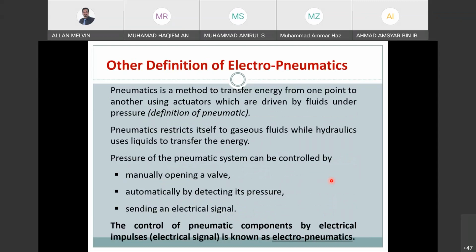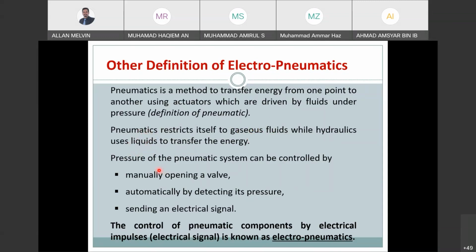The other definition of electro-pneumatic: pneumatic is a method to transfer energy from one point to another using actuator which are driven by fluid under pressure. Any different definition of the pneumatic? So pneumatic restricts itself to gaseous fluid while hydraulic uses liquids to transfer the energy. So perbezaan, between pneumatic and hydraulic. So pneumatic uses gaseous fluid, compressed air, while hydraulic uses liquid.